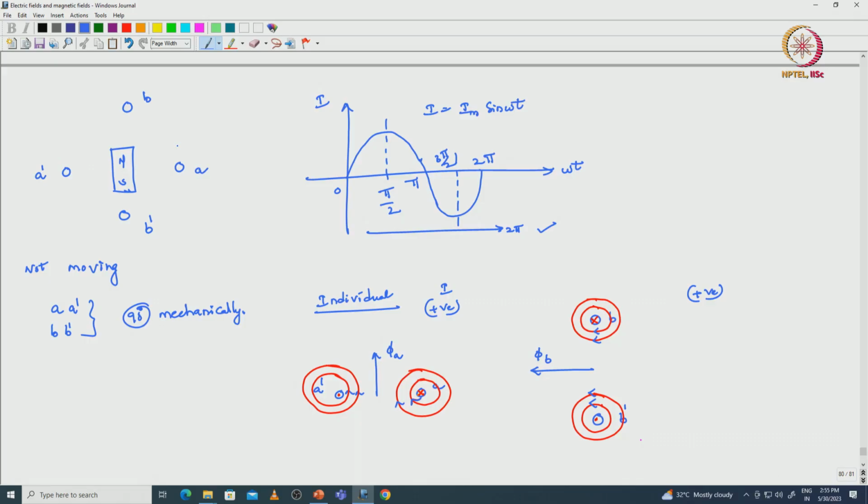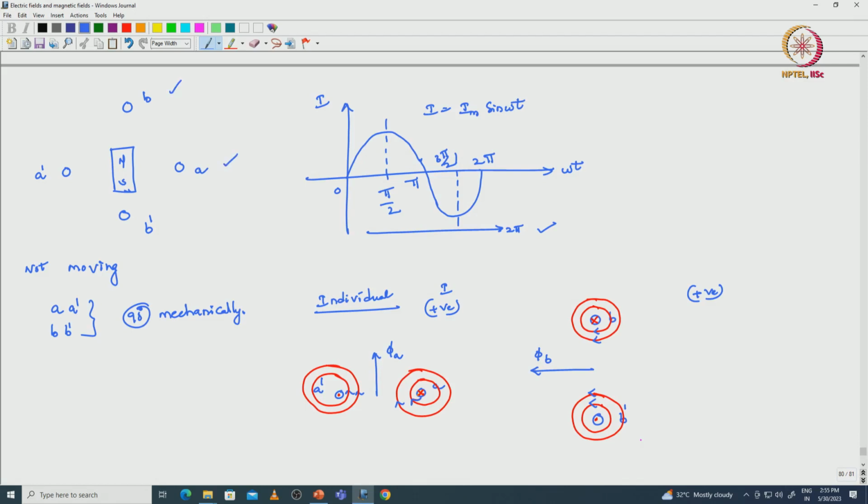Greetings to all. In the last lecture, we discussed the magnetic fields in an AC machine with respect to two coils where there is mechanical displacement, and electrically these two coils are in phase. But in this lecture, we will see the symmetrical displacement, mechanical displacement as well as electrical displacement, with respect to the two coils.